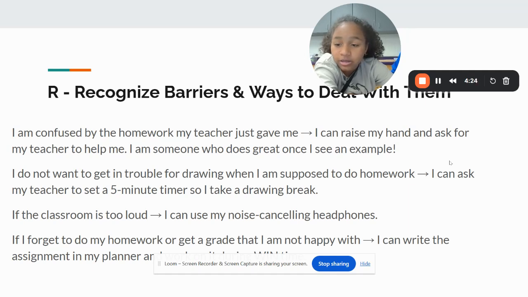I can ask my teacher to set a 5-minute timer so I can take a drawing break. If the classroom is too loud, I can use my noise canceling headphones. If I forget to do my homework or get a grade that I am not happy with, I can write the assignments in my planner and work on it during study time. Good job.